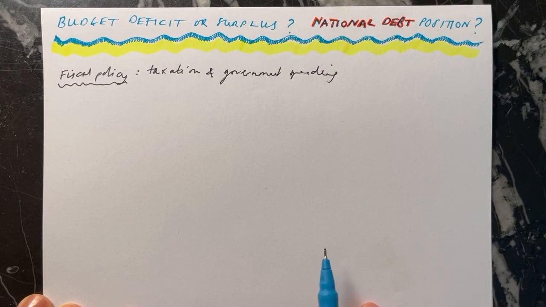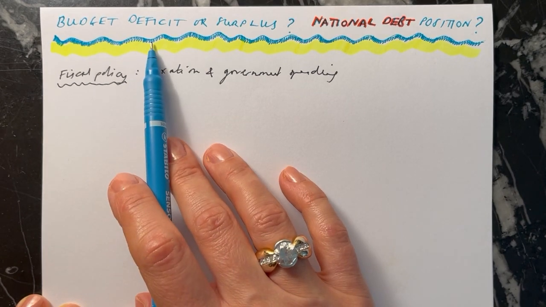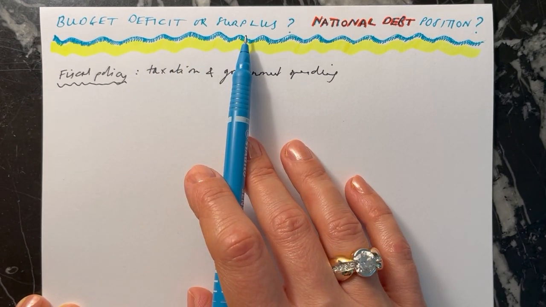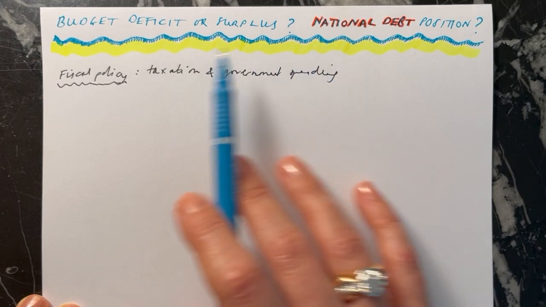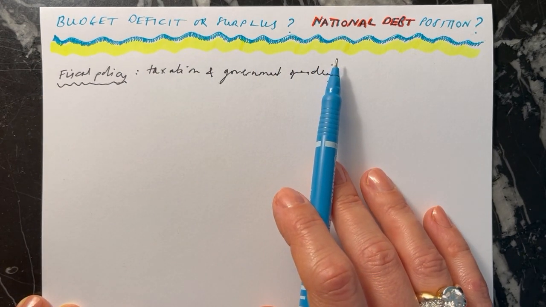Everybody, this is a video about whether an economy has a budget deficit or surplus, and also about whether they have a national debt and what's happening with that. So also the difference between each of these three things.